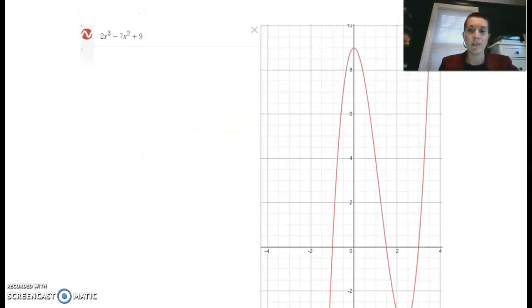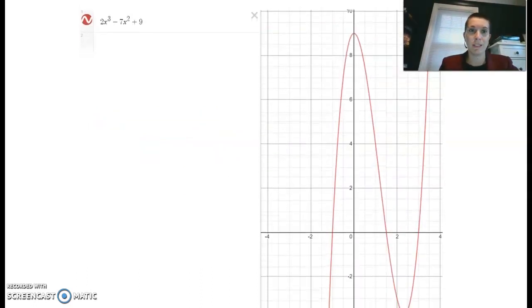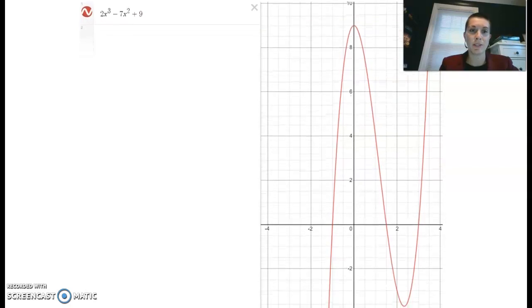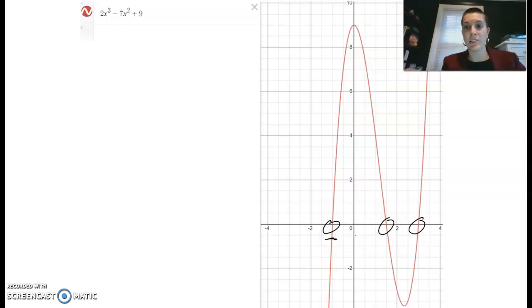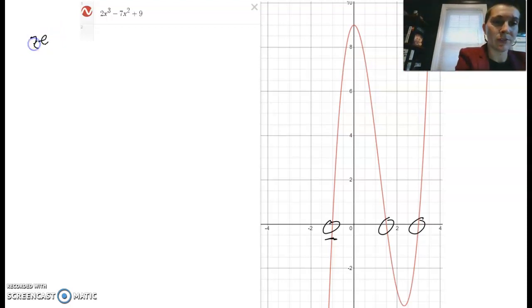So we have this lovely graph here corresponding to our polynomial 2x cubed minus 7x squared plus 9. So what do I notice? I see that I have three x-intercepts, right? One here, and one here. Now, I know that this one is not a whole number, but this one looks like it is. This one looks like it's -1. So I'm going to go ahead and say that one of my x-intercepts, or one of my zeros as we call them in this unit, is -1.